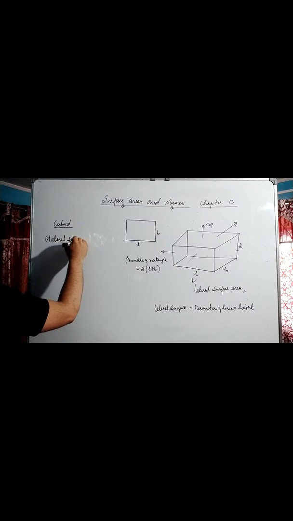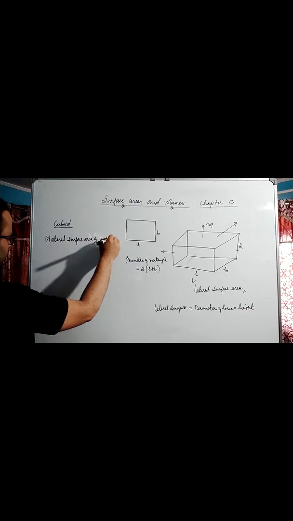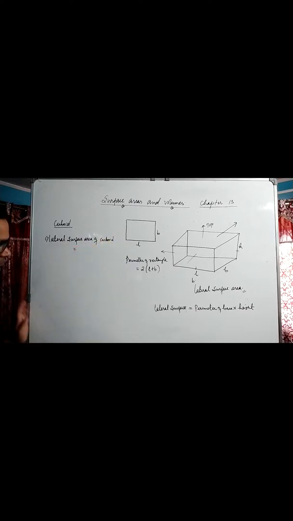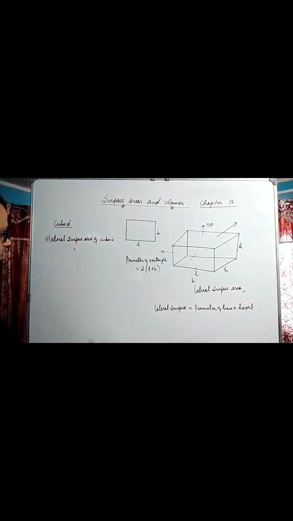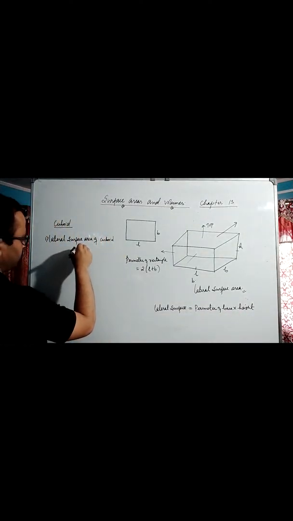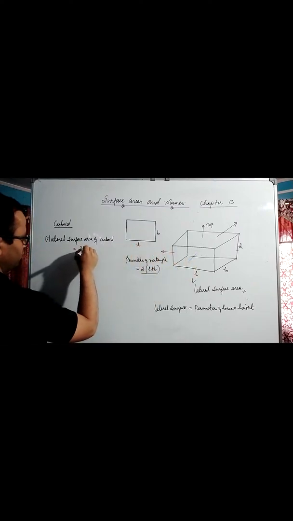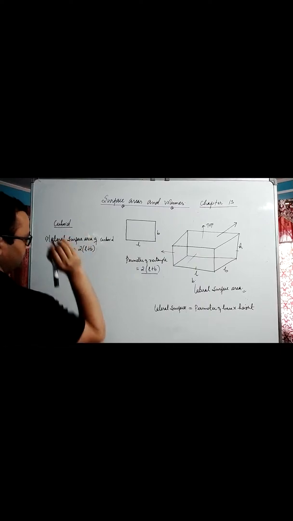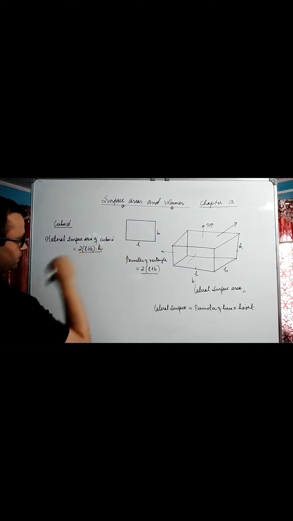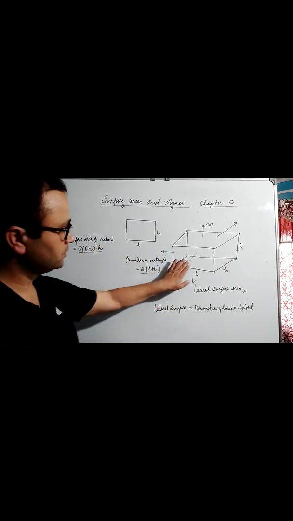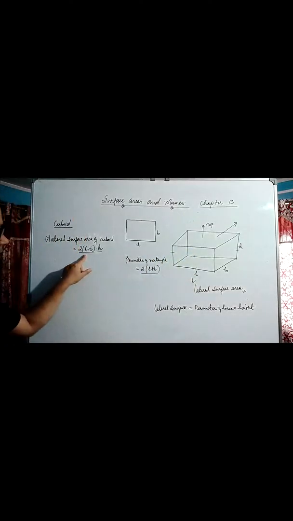Lateral surface area of a cuboid: the formula is perimeter of base into height. The perimeter of the base, which is in the shape of a rectangle, is 2(L plus B), into the height of the cuboid. This is the formula of the lateral surface area of a cuboid.